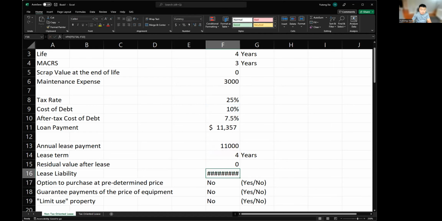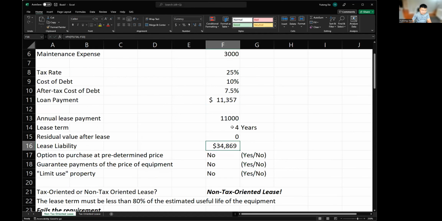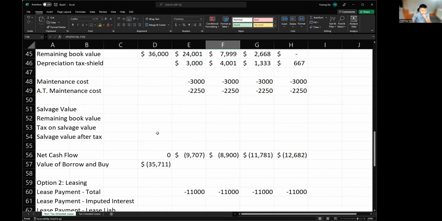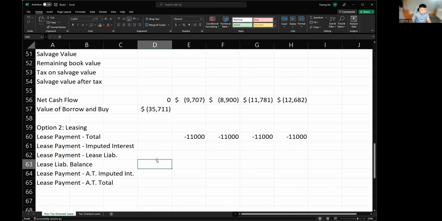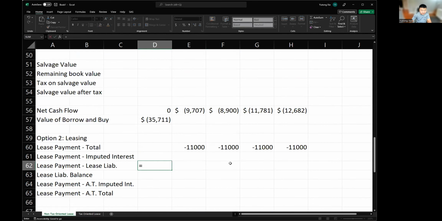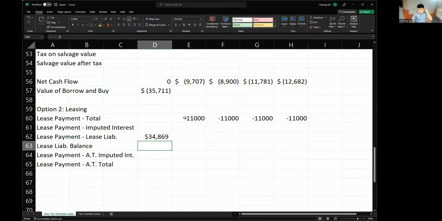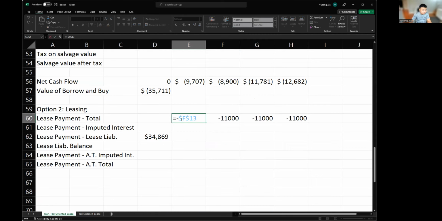So I got this. Okay, 34869.3848685, something like that. So the lease liability in year 0 will just be that number. Okay, just be the lease liability. So here I have a negative sign. I understand that this is going to be a payment, but this is going to be a little confusing to work with. So what I'm going to do is I'm going to take out the negative sign.